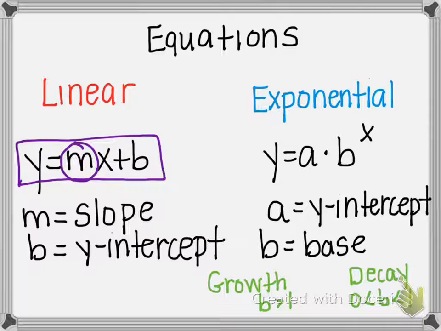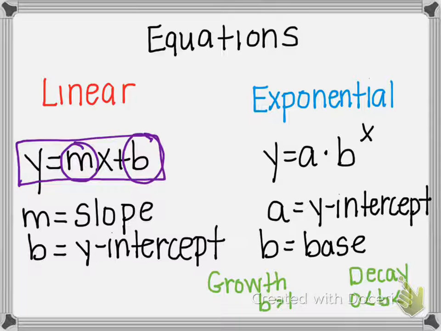That's going to be my rate of change. That's going to be the value that is going to be repeating. And then we have our y-intercept, and our y-intercept is our b value, and that's going to be where it crosses the y-axis. That is going to be the initial value.